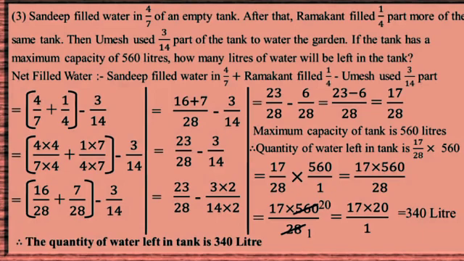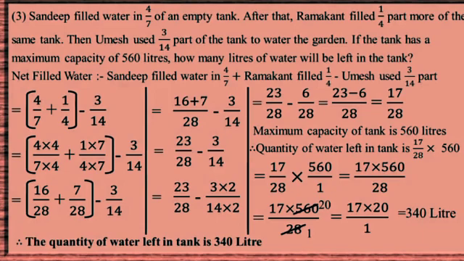Sandeep and Ramakant fill the tank. So 4 upon 7 part of the tank and 1 upon 4 part of the tank have been filled. So we'll add them. And 3 upon 14th part of the tank is used by Umesh, so we'll subtract that part. Let us add the fractions first and then subtract 3 upon 14 from it. So 4 upon 7 plus 1 upon 4 minus 3 upon 14.